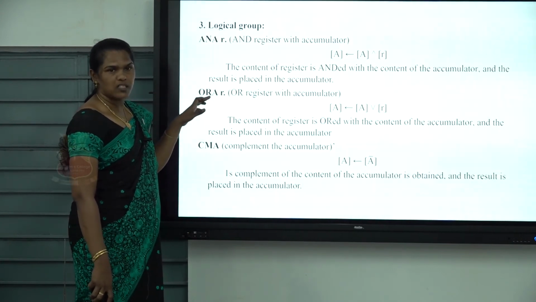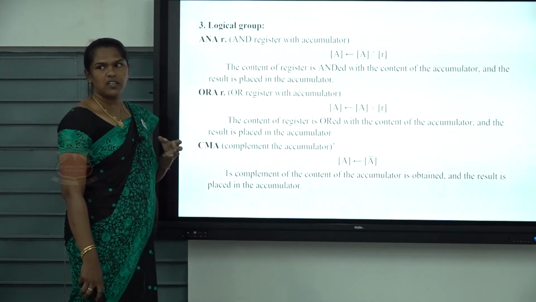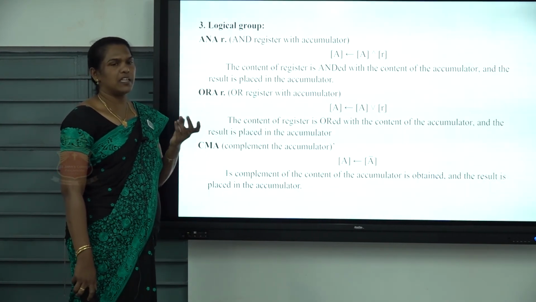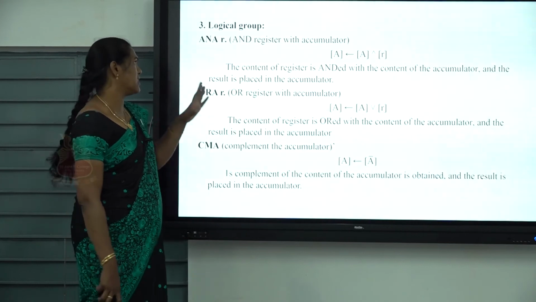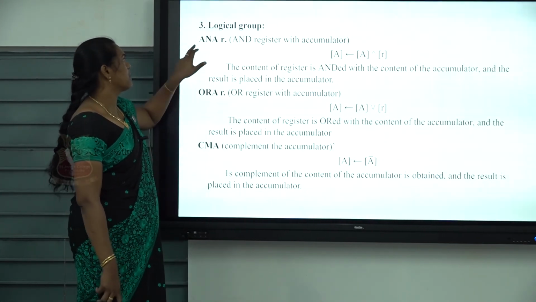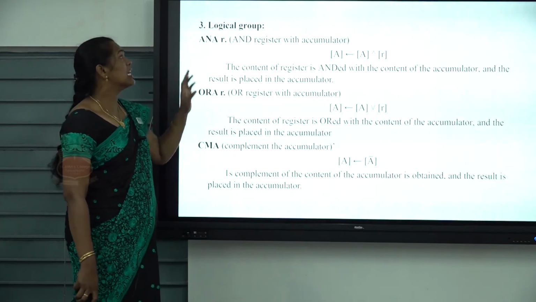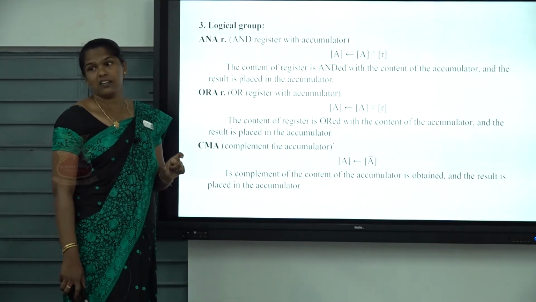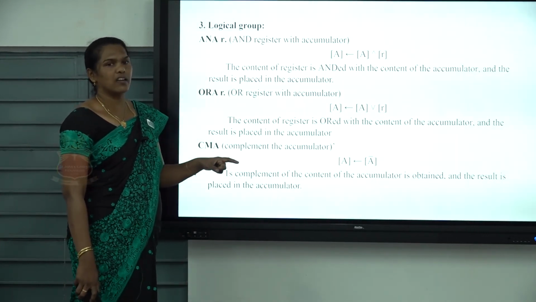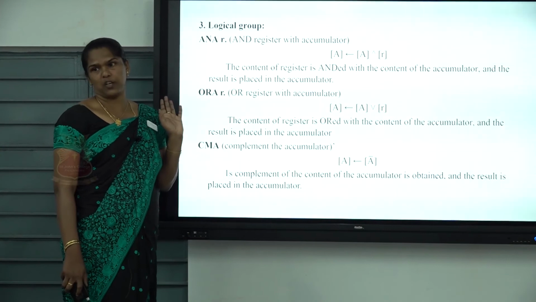What is the register? What are all the registers? General purpose register, anything. Okay. B, C, D, E, A, H, L. Okay. ANA R means if for example ANA D, then D register content is ANDed with accumulator content and the result is stored in accumulator.